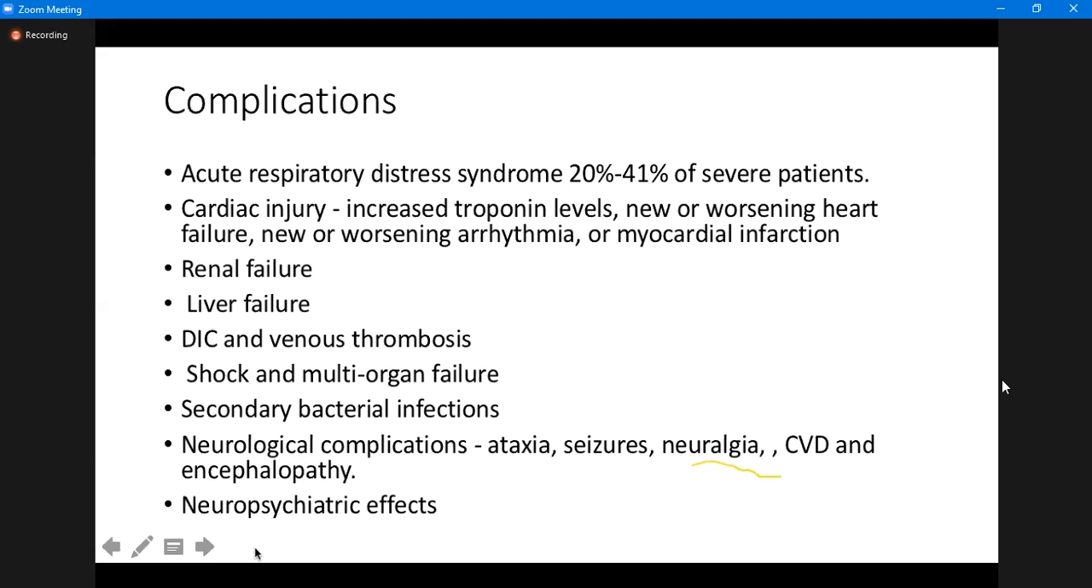So neurological complications like ataxia, seizures, cerebrovascular disease, encephalopathy, and all those things are very well described neurological features, late neurological. I'm sure we will have many more features coming up later. So neuropsychiatric effects, I'm sure we should not forget, not only the physical, but the neuropsychiatric effects could be really detrimental to a patient or family or the community's health. So all these are complications.